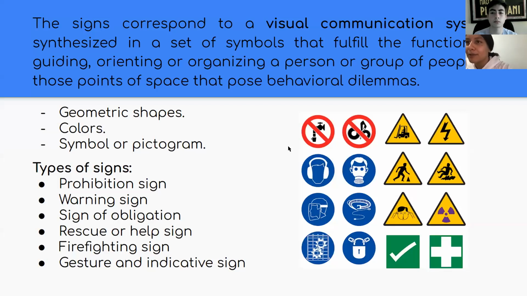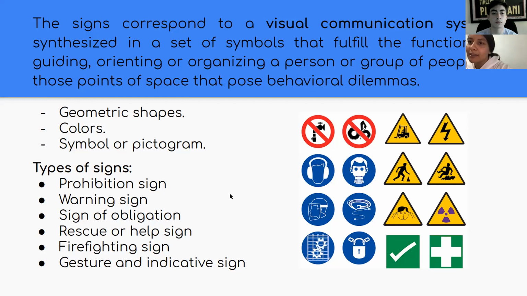Signage corresponds to a visual communication system synthesized in a set of symbols that fulfill the function of guiding, orienting, or organizing a person or group of people in those forms of space that pose behavioral dilemmas. Signs result from the combination of geometric shapes and colors, to which a symbol or pictogram is added, to which a certain meaning is attributed. The purpose is to communicate in a simple, fast, and universally understandable way.